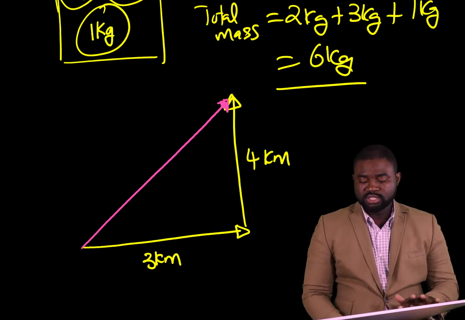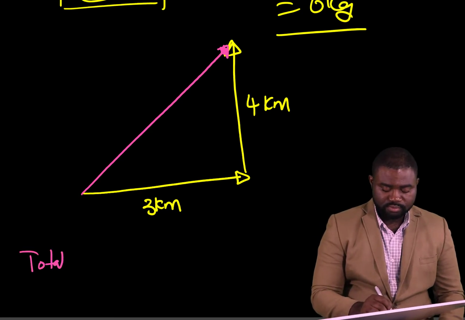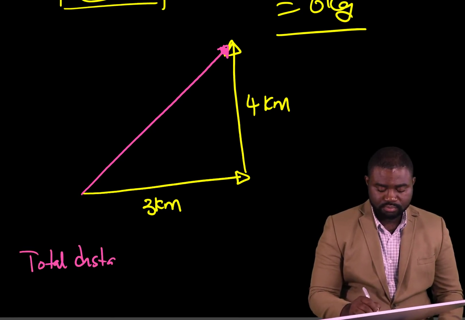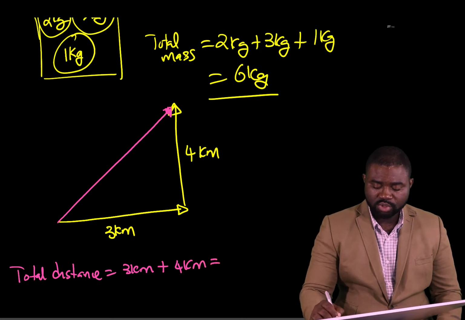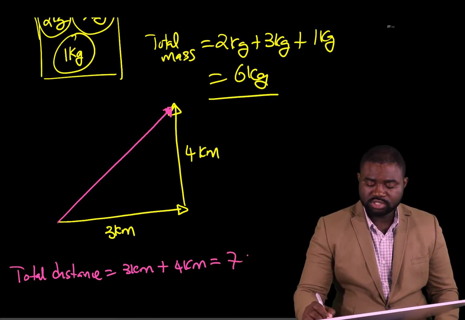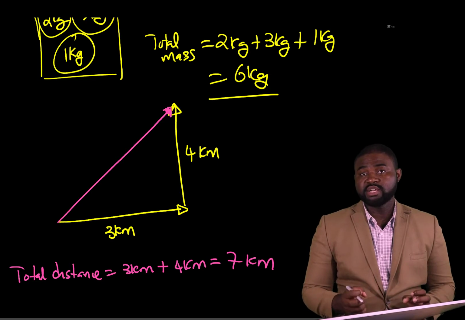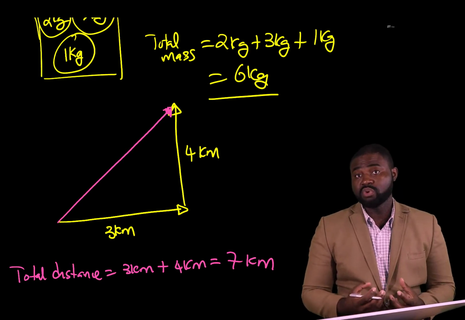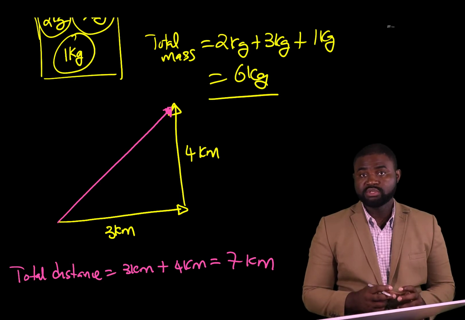But the total distance traveled by John is equal to 3 kilometers plus 4 kilometers, which is equal to 7 kilometers. The reason we have just added is because distance is a scalar quantity, and therefore we really do not care about the direction it takes.